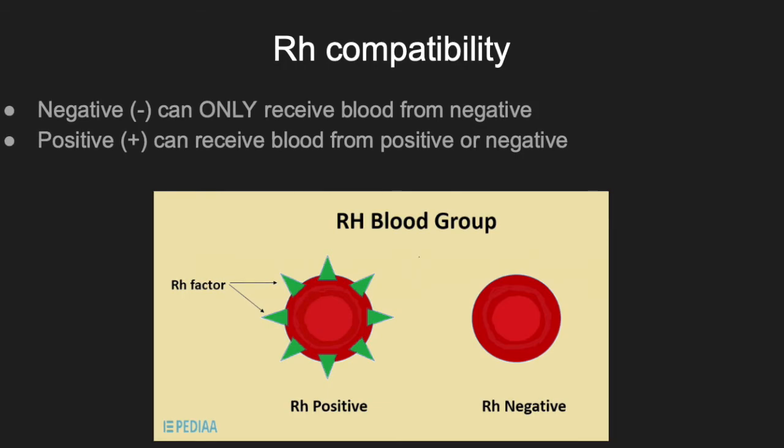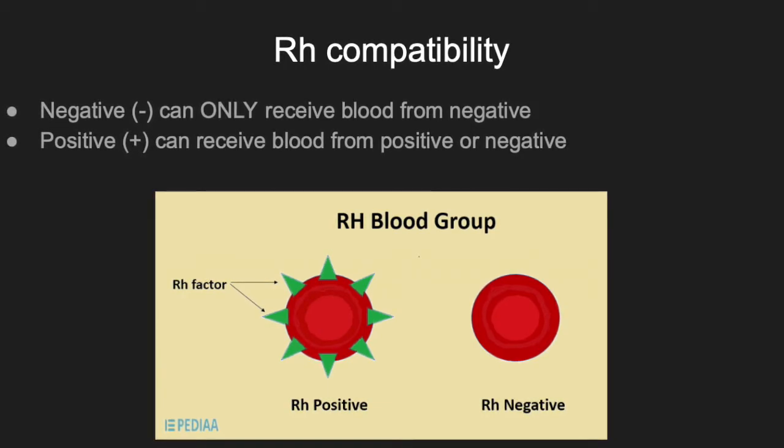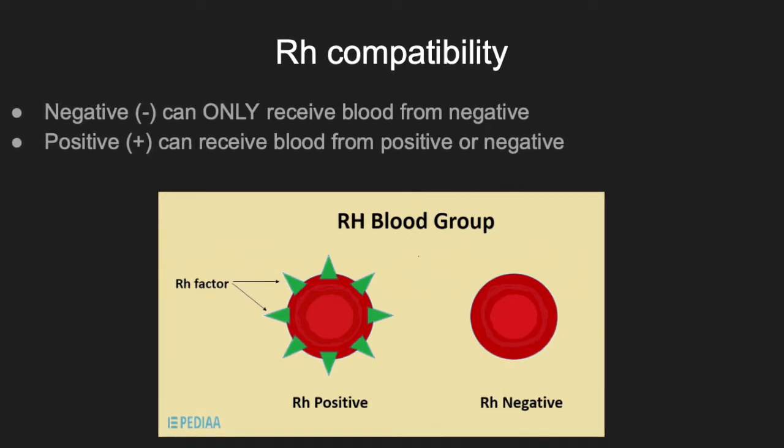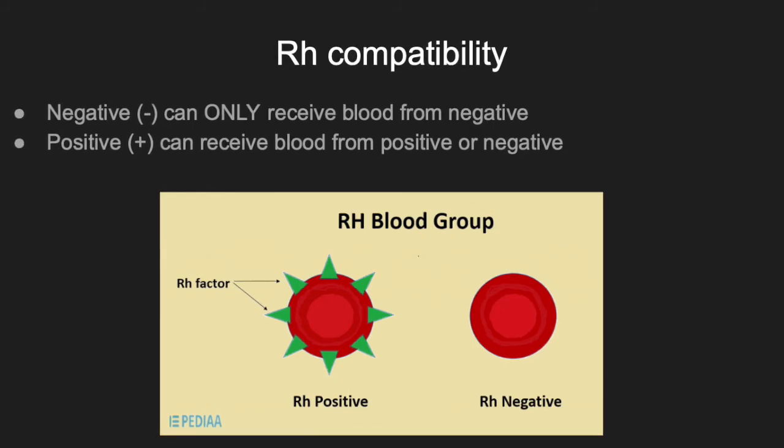Putting this all together in one picture, what your question will likely look like on the NCLEX is something along the lines of, you have a patient with B positive blood. Which of the following are acceptable blood types for transfusion for your patient? And you'll have a list of four different blood types. It'll be select all that apply.